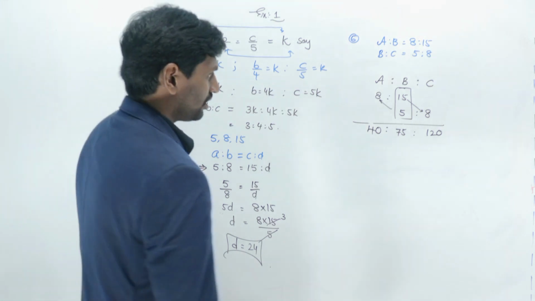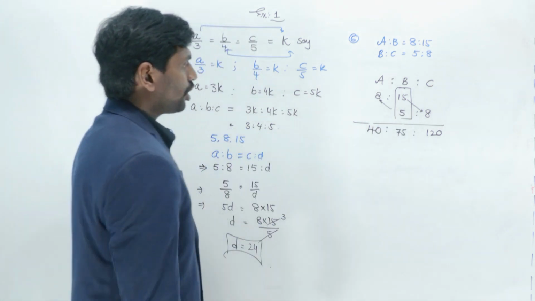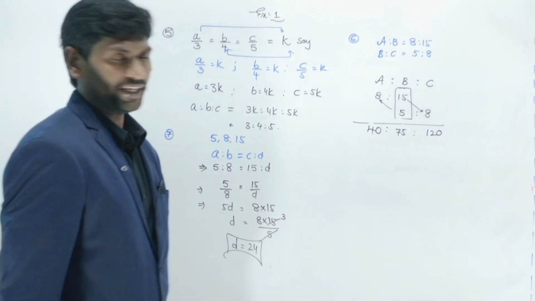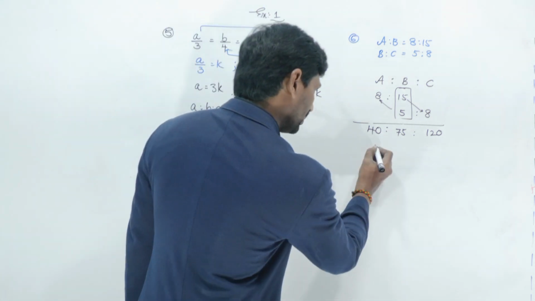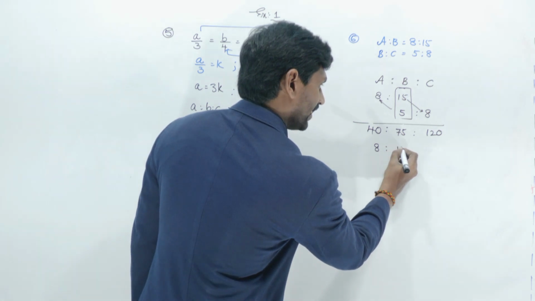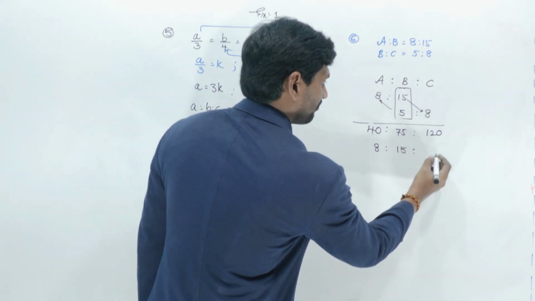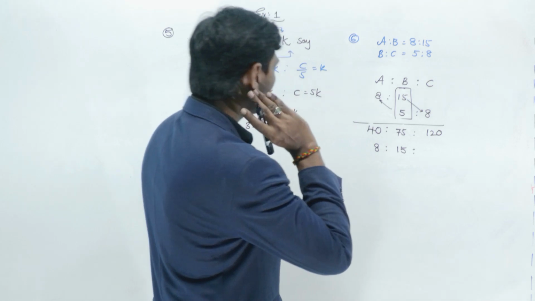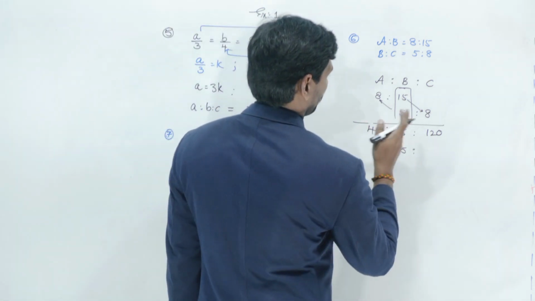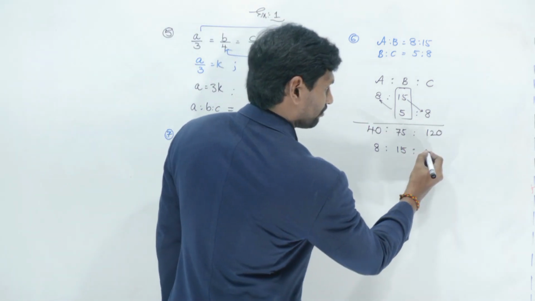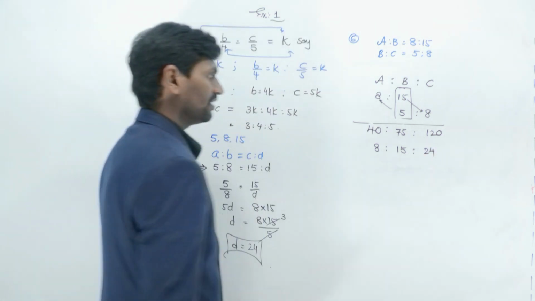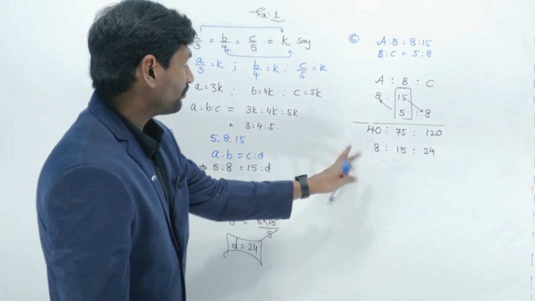Now all of them have a common number, the 5 table, right? 5 table here 8 times, 5 table here 15 times, and 5 table here, more than 15, 5 twos, 24 times. So 8 is to 15 is to 24 is our required answer.